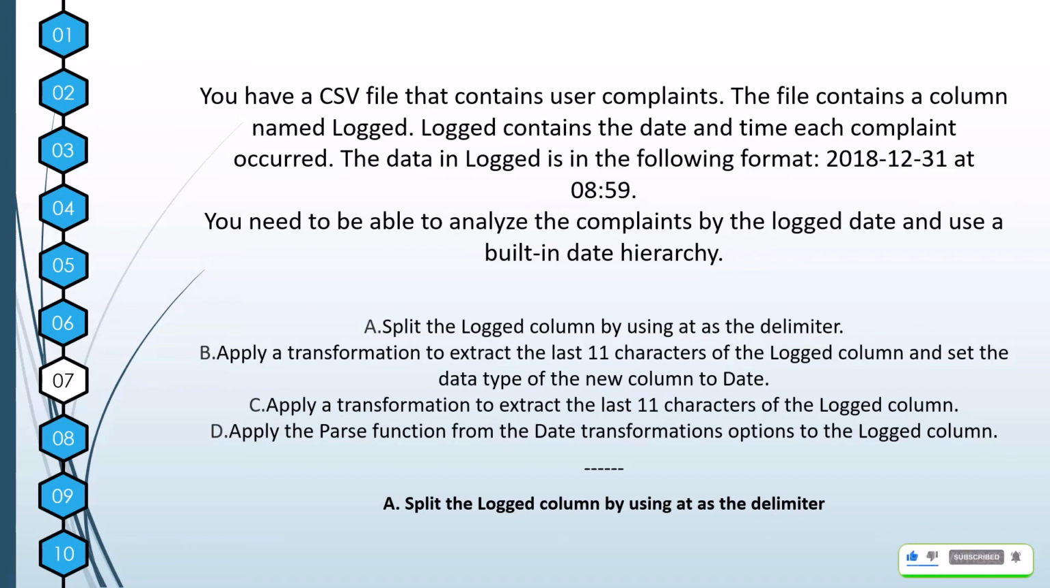A. Split the logged column by using at as the delimiter. B. Apply a transformation to extract the last 11 characters of the logged column and set the data type of the new column to date. C. Apply a transformation to extract the last 11 characters of the logged column. D. Apply the parse function from the date transformations options to the logged column. A. Split the logged column by using at as the delimiter.